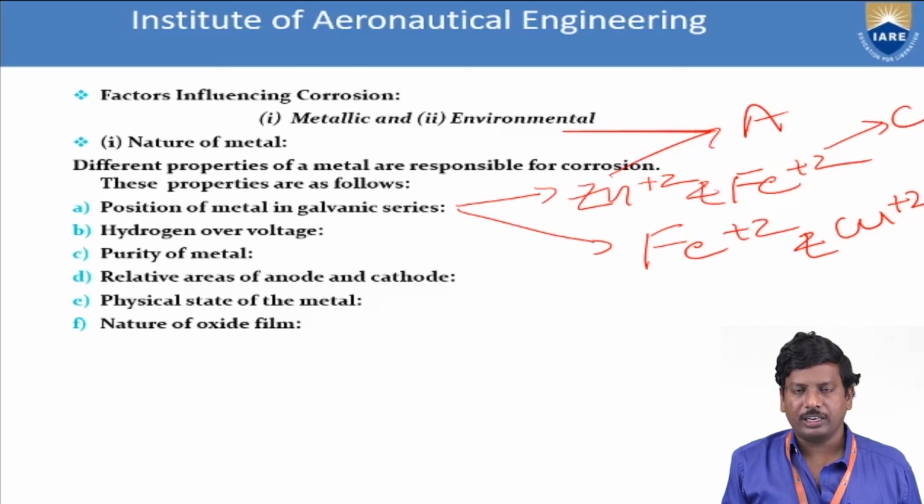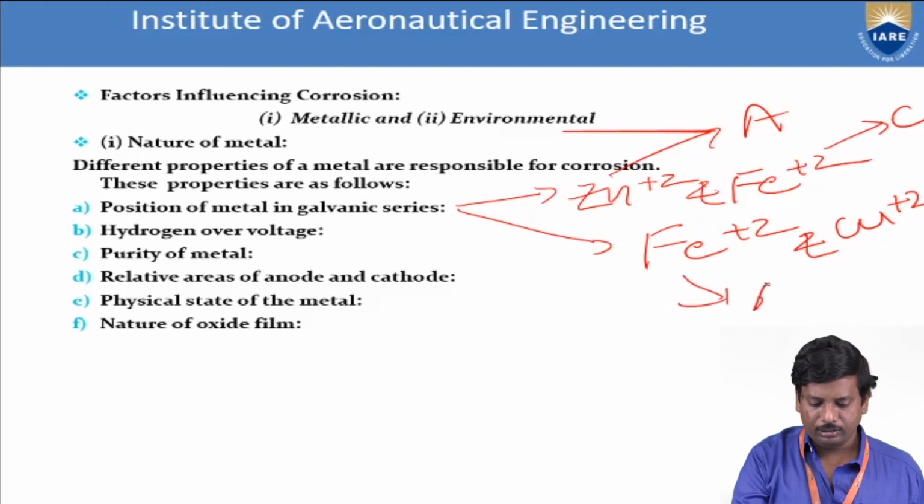Now let us explain the first point, the position of the metal in the galvanic series, by taking two couples: the first is zinc and iron, the second is iron and copper. In the first couple, zinc acts as an anode compared to iron because zinc lies before iron in the galvanic series. In the second couple, iron lies before copper, so iron acts as an anode and copper acts as a cathode.